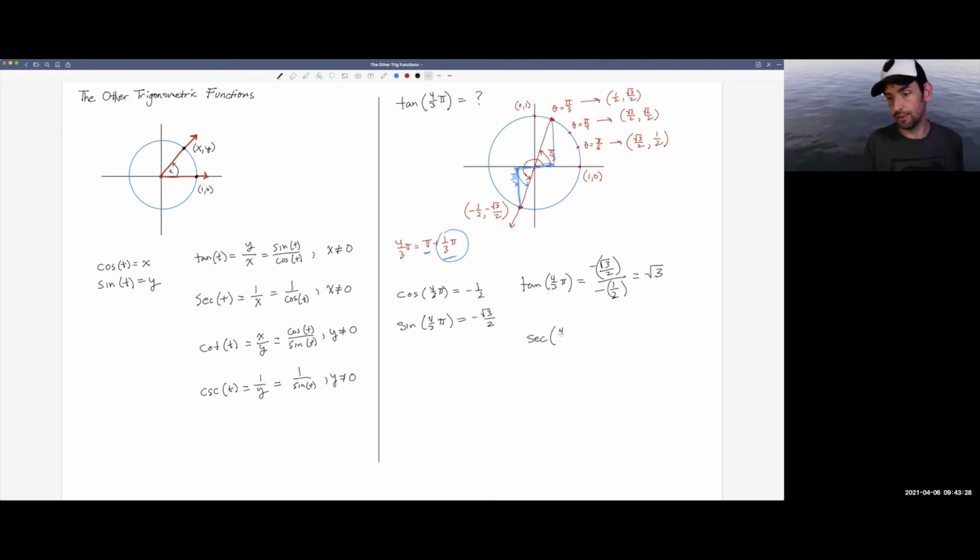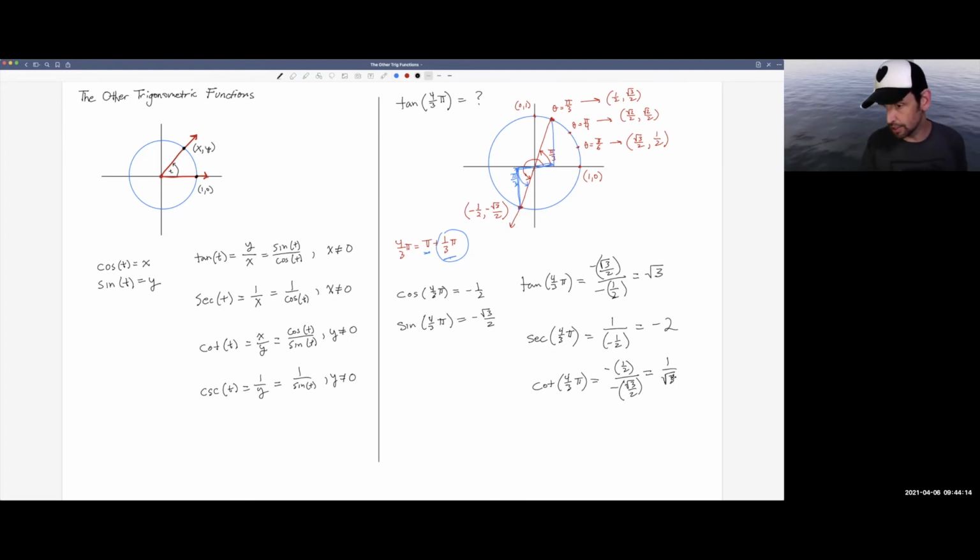We can also do them in the same order we have over here. Secant of 4/3 pi. This is 1 over the x-coordinate, which is, of course, just the reciprocal, so -2. What's next? Cotangent of 4/3 pi. This is going to be the x-coordinate, -1/2, over the y-coordinate, -√3/2. And if you reduce this or manipulate this fraction, the negatives cancel, and we'll get 1 over √3, the reciprocal of tangent, as we should expect.